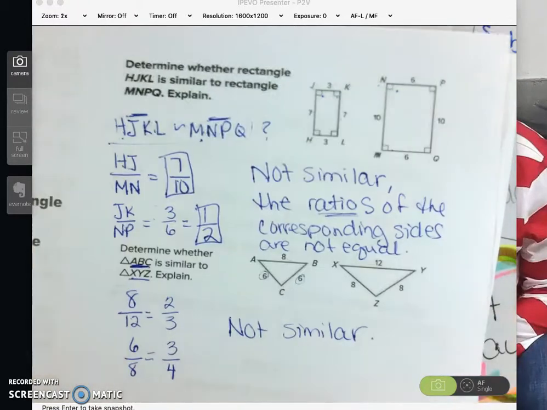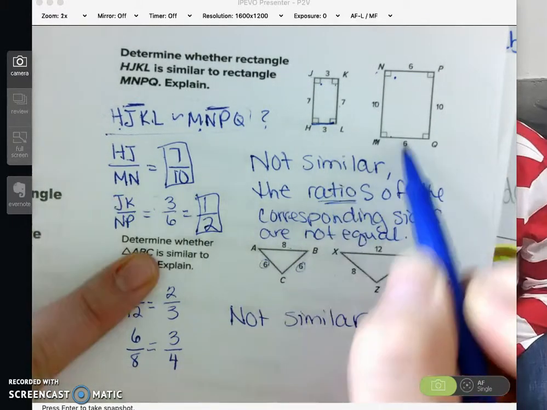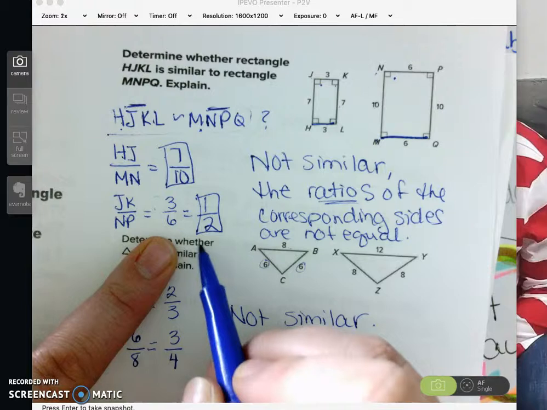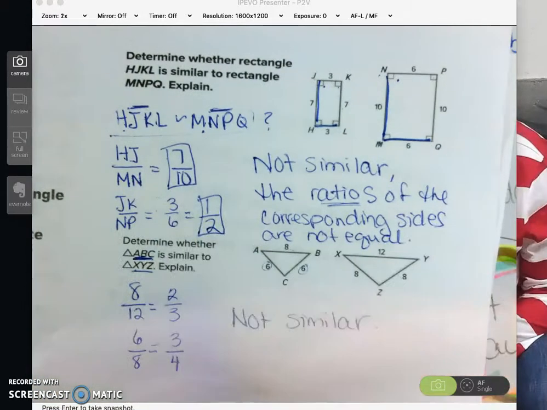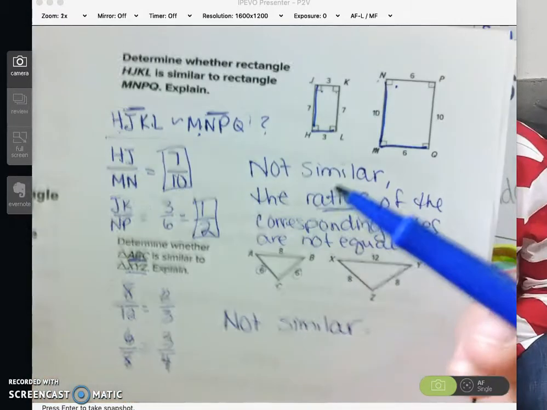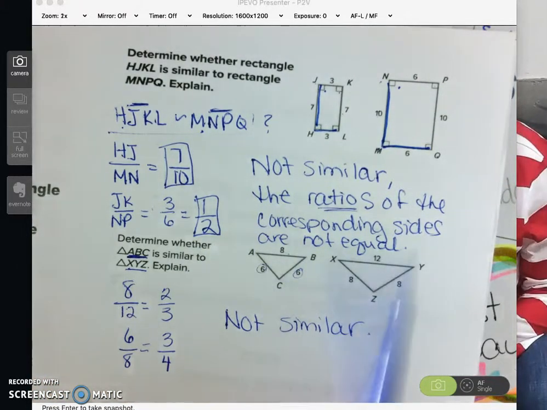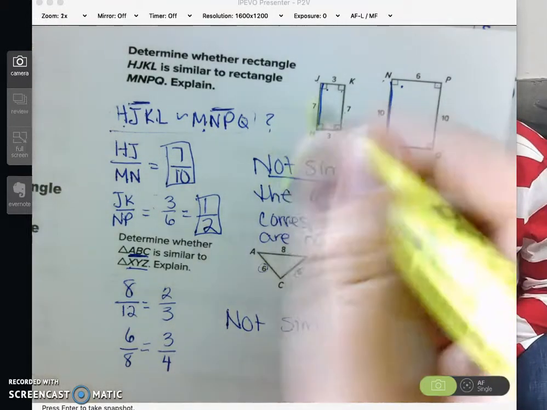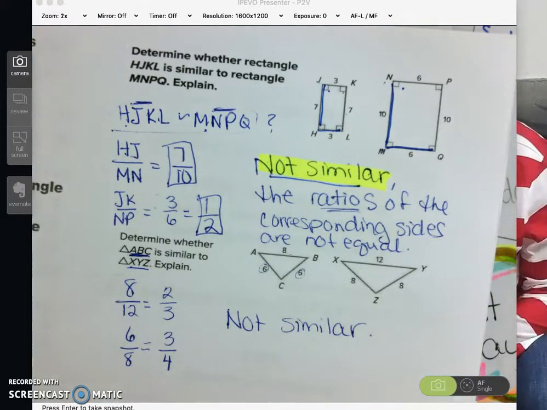Then you want to go, and here we could say the shorter sides. So 3 and the shorter side of this one would be 6. So 3 to 6 reduces down to 1/2. And then the longer side, 7 to 10, reduces down to 7/10. And those two are not equal, so therefore it's not similar. The ratios of the corresponding sides are not equal, so it's not similar. It has the same shape, but it's not similar, because the ratios are not equal.